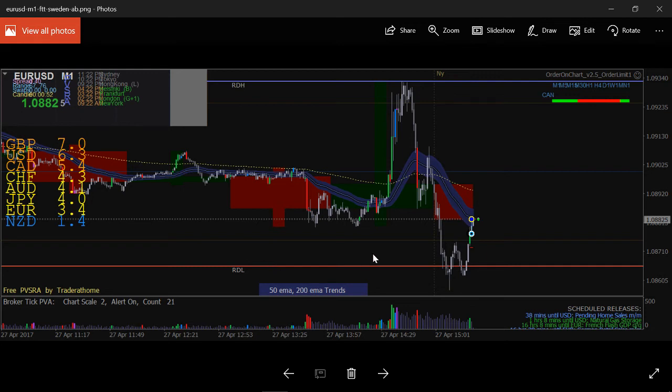You see that PA broke the RDL, but just a bit. And after that, it started to have some sort of consolidation in this area, and then it went back up again. And I got this big green candle with notable volume. You can see the notable volume here.